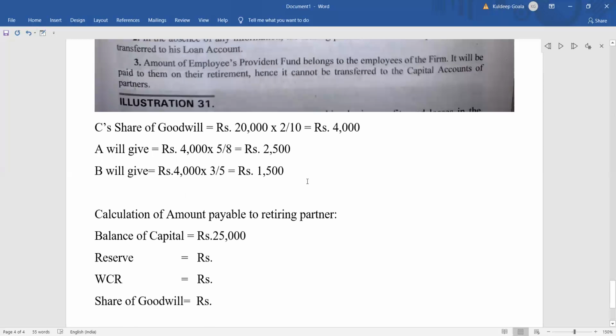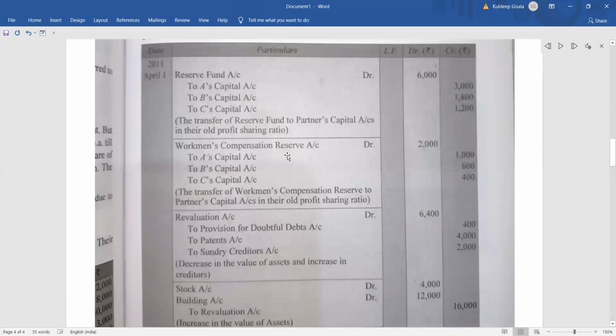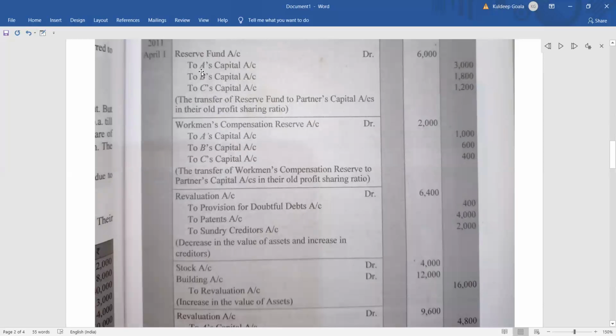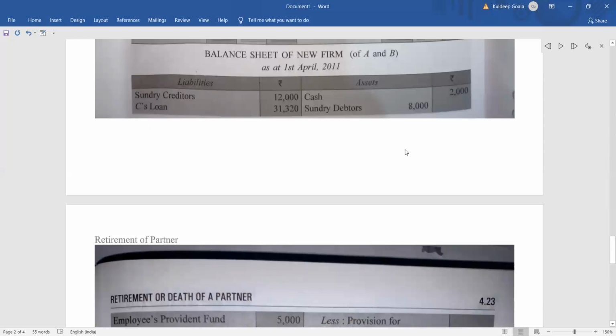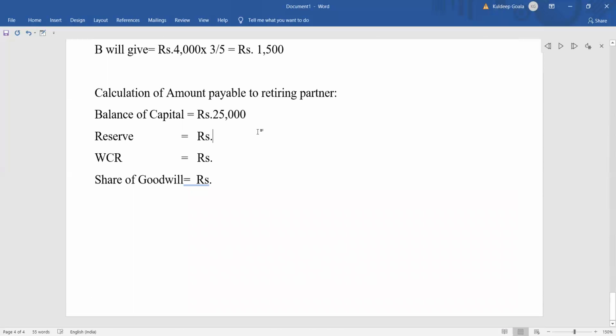So let's find out. Wherever capital will be credited, that means C is going to get. Another thing was the revaluation. So first of all, you see the reserve fund. How much is C going to get? 1,200. Okay, 1,200. Workman compensation reserve. How much will C get? 400. So let's write down these two first. It was 1,200, right? Then here it is 400. Clear? Now coming to the share of goodwill, we have already seen that it was 4,000, right? So these are the things.